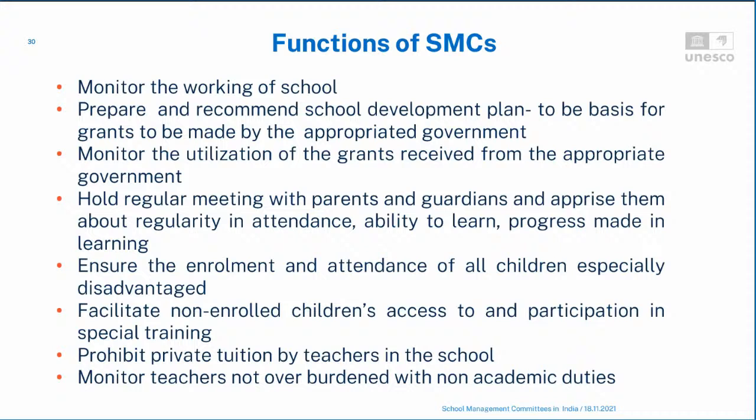Although there are guidelines for schools to get grants from the government, if something special has to be made, like a boundary wall or some other kind of classroom, it will depend on what kind of school development plan you have. Another important function is to monitor the utilization of the grants received from the appropriate government. And because they are the representatives of all the parents, they hold regular meetings with parents and guardians and apprise them about regularity in attendance, ability to learn, and progress rate in learning. So they have to ensure the children are in the school in their neighborhood.